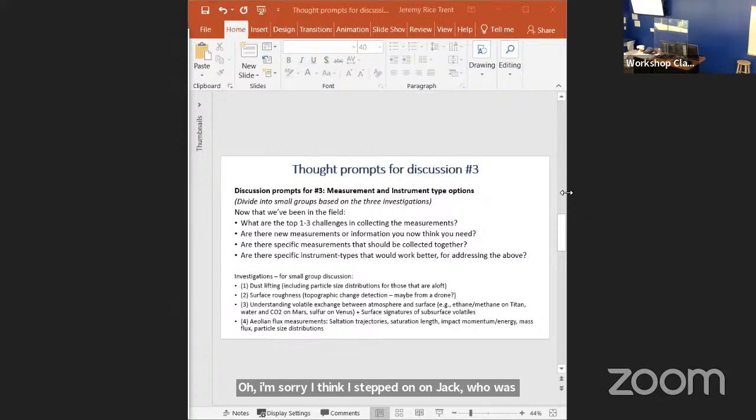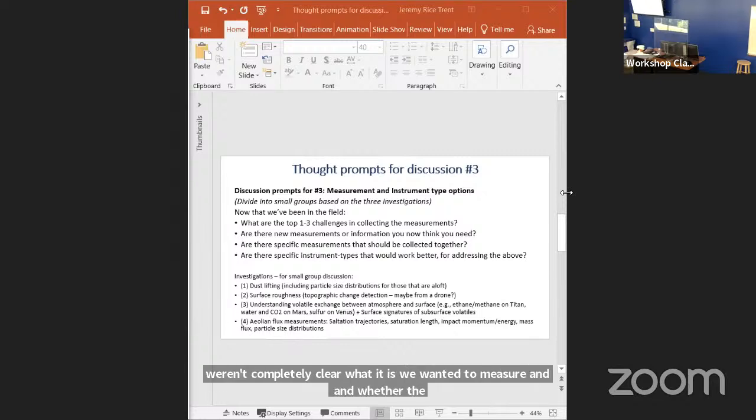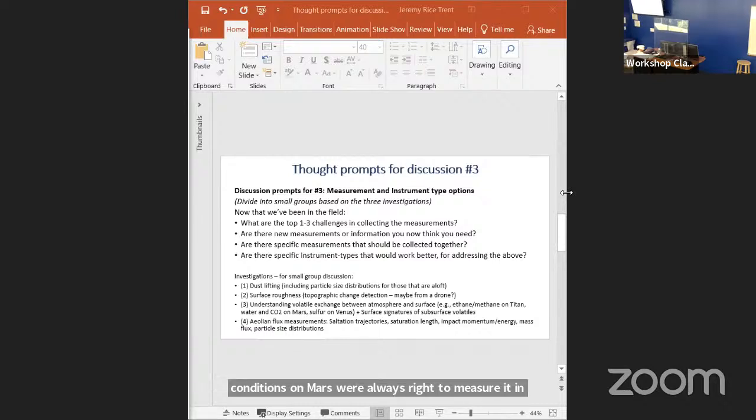We talked a little bit about this problem, and I don't know that we got past the first prompt because we realized that we weren't completely clear what it is we wanted to measure, and whether the conditions on Mars were always right to measure it in the way that we often measure it. So this is maybe a question for Don and Jim, who I see are online. One of the issues that came up was when you're measuring shear on the Earth.